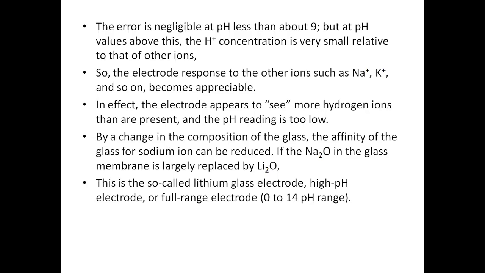By changing the composition of the glass. I already told you the glass is made of sodium silicate, which contains sodium ion and silicate ion. Here only the sodium ion interferes in this mechanism, not the silicate ion. So in place of sodium oxide, if we use lithium oxide, we can overcome this problem. If we use lithium oxide in place of sodium oxide, it is called a lithium glass electrode, not a sodium glass electrode, and it can be used for the full pH range between 0 and 14. So this is all about the alkaline error.